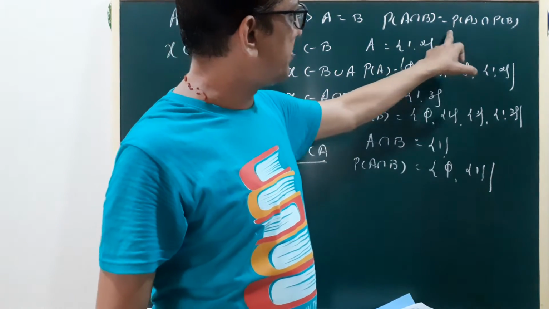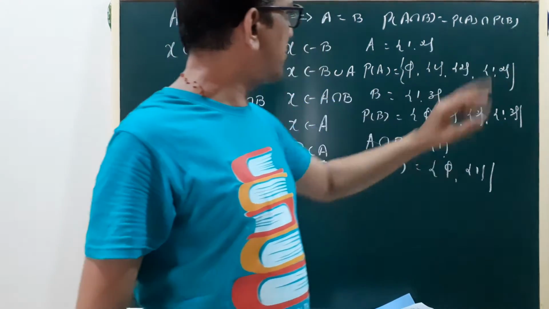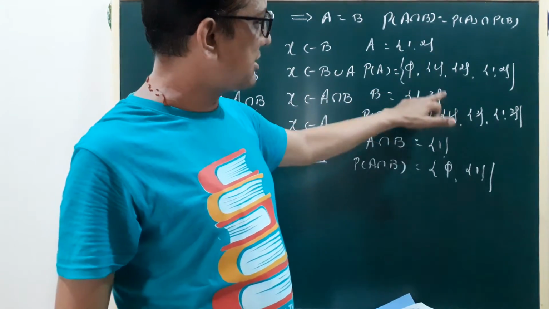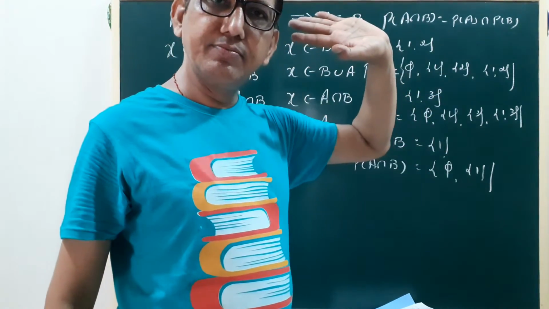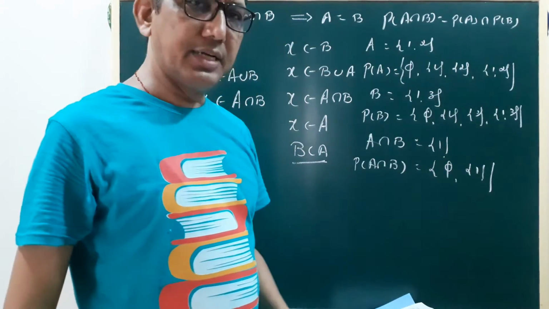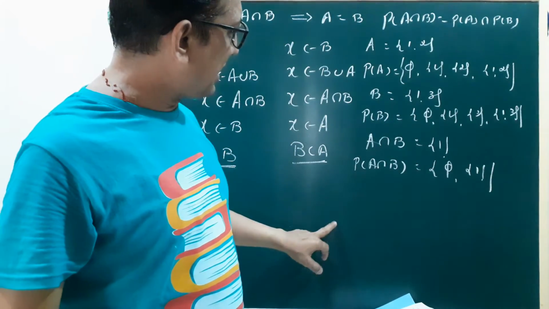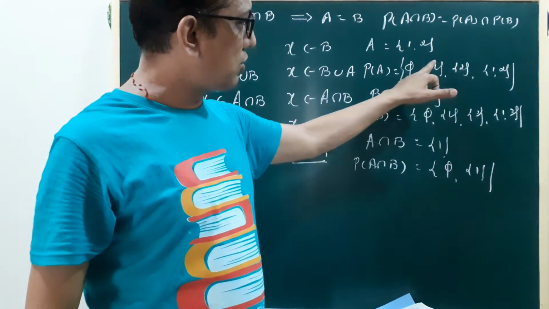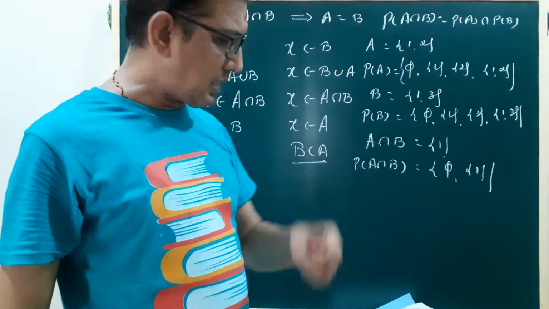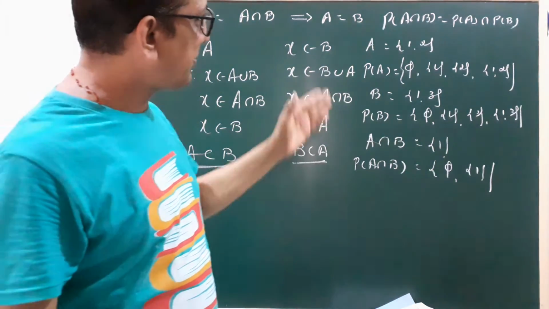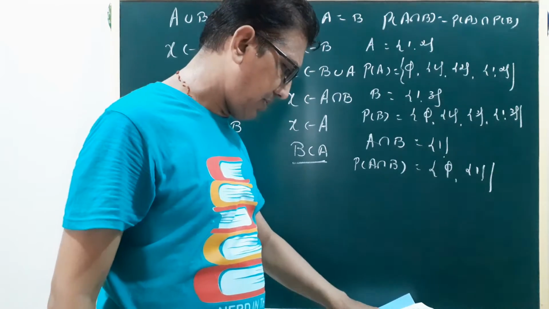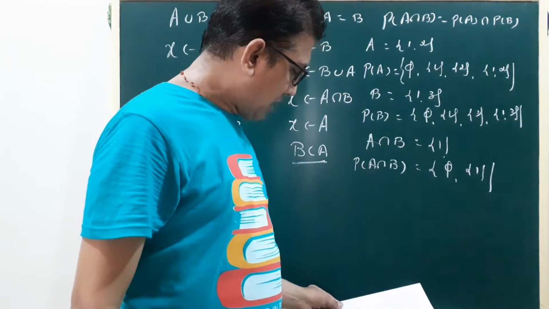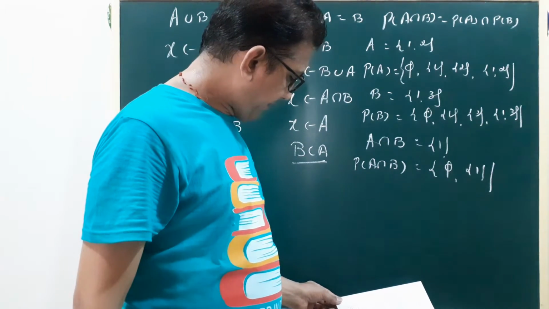Now the RHS, P(A) intersection P(B). P(A) is here, P(B) is here. The common elements are phi and {1}, and no other element is common. This is our RHS: P(A) intersection P(B) equal to {phi, {1}}. Is it clear? So P of A intersection B equal to P(A) intersection P(B). So the miscellaneous examples are completed. Now the miscellaneous exercise.